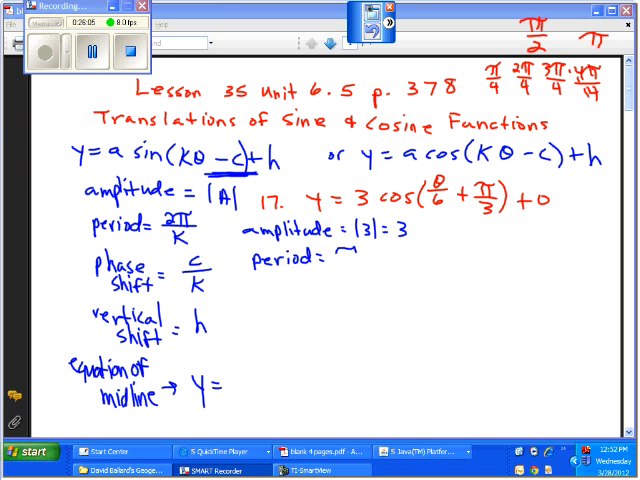All right, and then we're going to have period. The normal period is 2 pi, but to get the new period, we take 2 pi divided by k. So we're going to have 2 pi divided by, what's my k? 1/6. Divided by 1/6, that's kind of like having 2 pi over 1. To divide by a fraction, you multiply by its reciprocal, so that'll give us 12 pi for the new period.